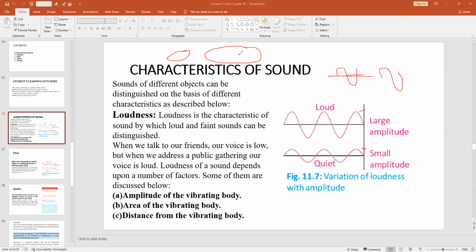If we have a large surface area, we hear a louder sound. But if we have a small surface area, the loudness will be low, meaning we will hear a low sound, right?